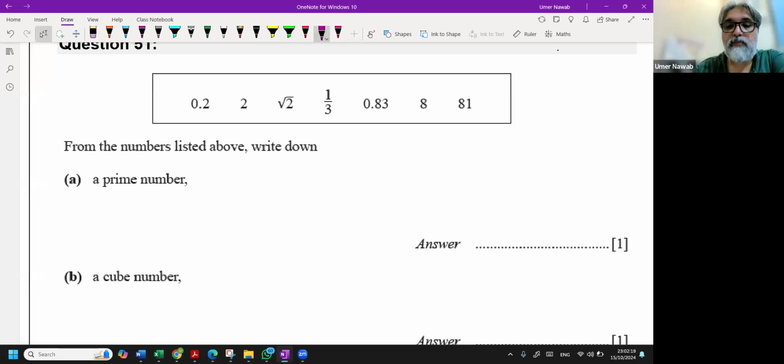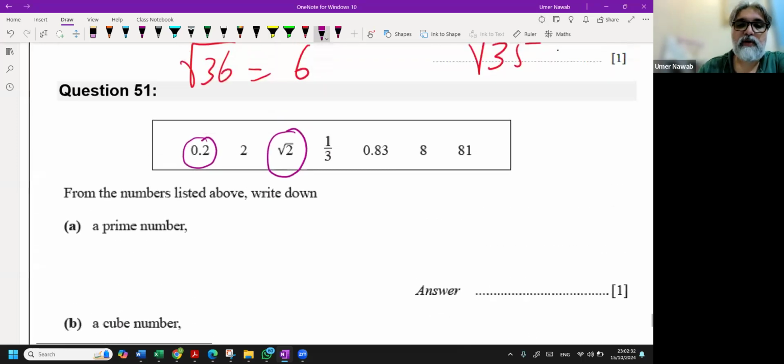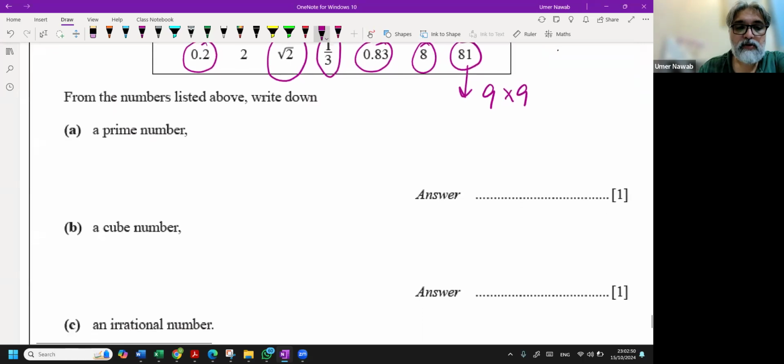So can I check the prime number? 0.2 is a terminating decimal. It's rational. 2 is a whole number, integer, natural. It is rational. Square root of 2 is irrational. So did he ask? Yes, square root of 2 is irrational. 1 over 3 is a fraction, it is irrational. 0.83, it's a terminating decimal, it's rational. 8 is a whole number, it's rational. 81 is a whole number, it is rational. But 81 is a square number because it can be written as 9 times 9.